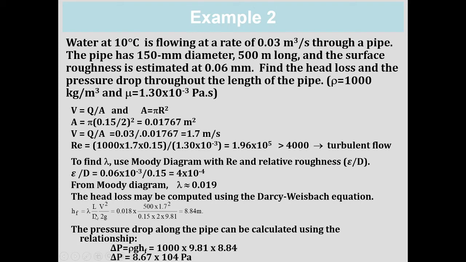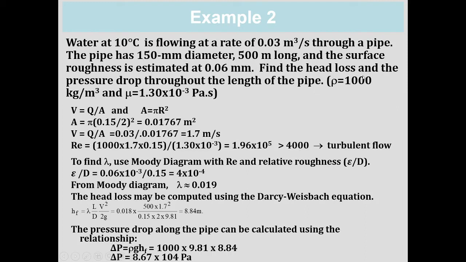For the head loss, it is equal to f L V square over 2gD. f is 0.018, L is 500 meter, and V is 1.7 meter per second. D is 0.15, 2g is 2 times 9.81. Then you get the head loss is equal to 8.84.